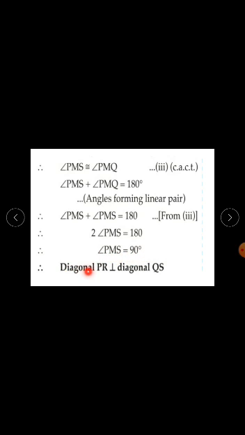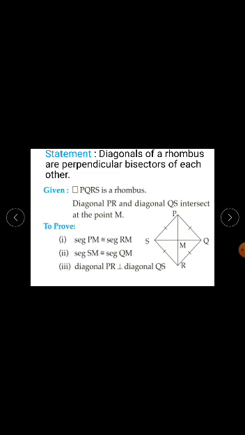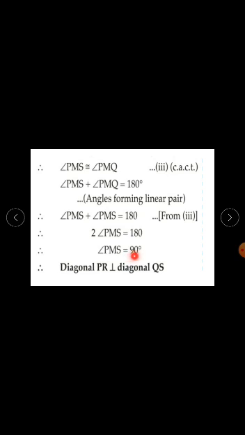Therefore, diagonal PR is perpendicular to diagonal QS. If angle PMS is 90 degrees, then diagonal PR is perpendicular to diagonal QS. Hence, proved that diagonals of a rhombus are perpendicular bisectors of each other.